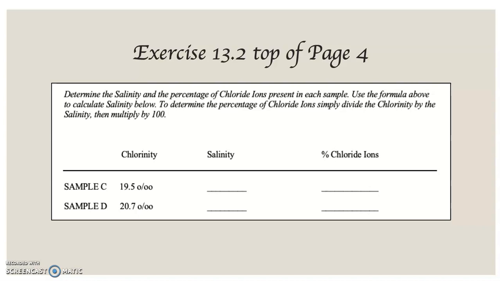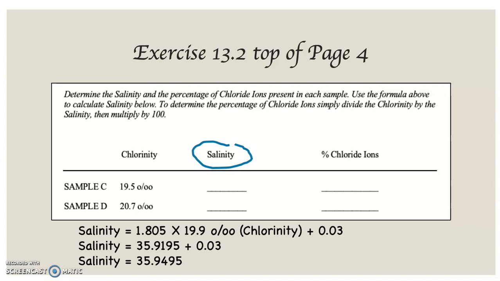You can see sample C and sample D, what the chlorinity is, 19.5 parts per thousand and 20.7 parts per thousand. I'm not going to do those. You are going to do those. I'm going to do another made-up problem. Here's my made-up problem. So we're going to solve for salinity.